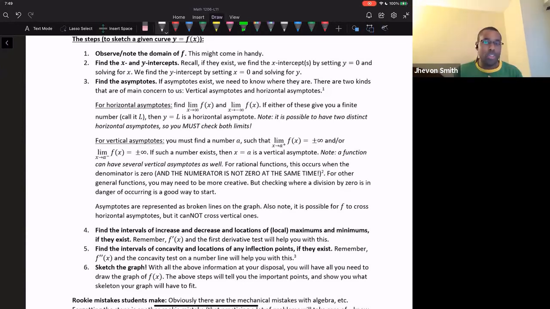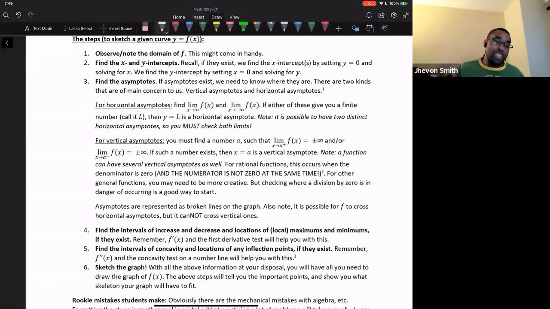The 5th thing you're going to do is find the intervals of concavity, which means you're going to tell me it's concave up on this interval, concave down on this interval, etc. And then potentially there might be inflection points. You're going to tell me what these are. You're going to tell me, oh, it has an inflection point here, right? Tell me the coordinates of the inflection points. So that's the 5th thing.